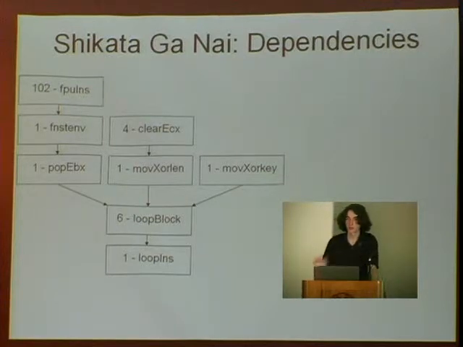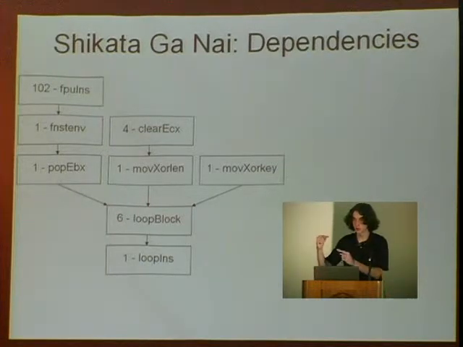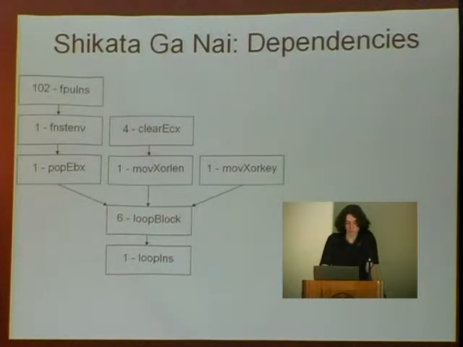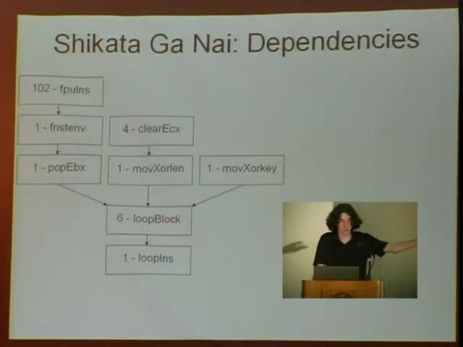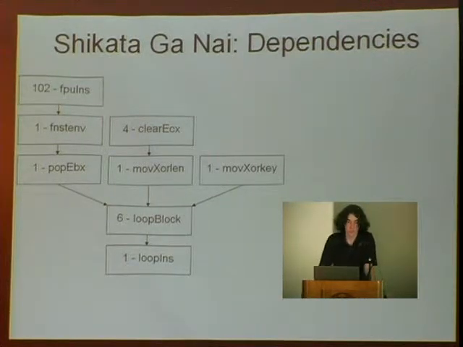So either one of those can be the first instruction. This basically allows the encoder to randomly put in instructions in random places by using dependency chains, because this instruction depends on this instruction running beforehand, and this instruction depends on this instruction running beforehand. So there are three possibilities for the first instruction, either fpulns, clearEcx, or moXorkey, and these are dynamically generated so that it changes every time.